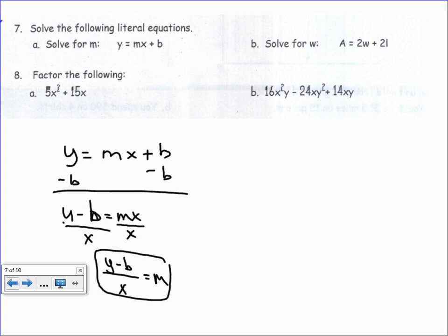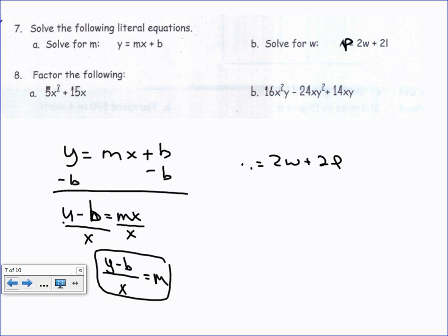That's the area, or excuse me, that's the perimeter. That's really the perimeter of a rectangle. But using something here, it says A equals 2W plus 2L. So for whatever reason, the problem was changed to an A.